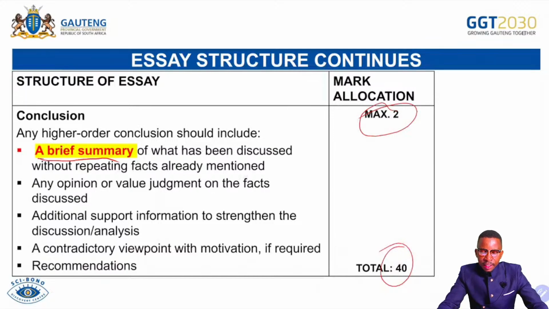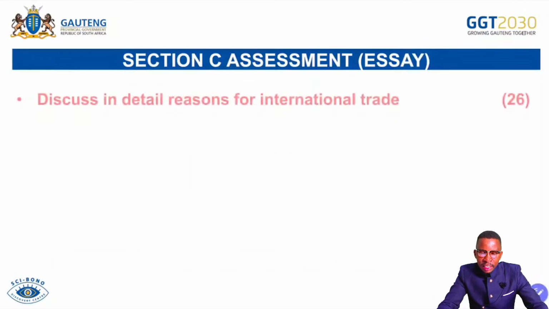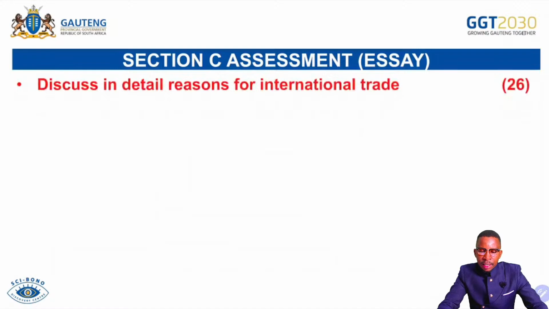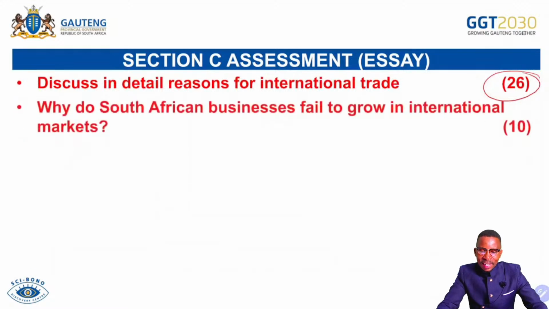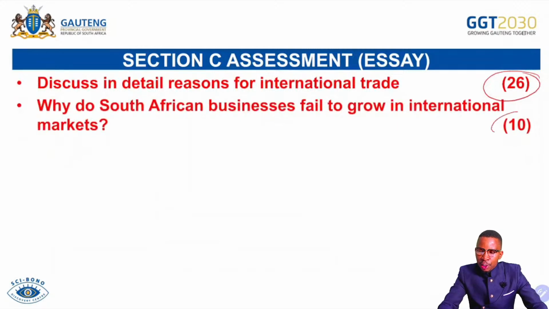So let's go further and see what is being assessed, because this is Section C, discussing detailed reasons for international trade. So I believe you have covered this one, because according to the ATP, this has been covered. So let's check. Then the additional part: why do South African businesses fail to grow in international markets? That is your 10 marks. So the first thing should be your introduction.